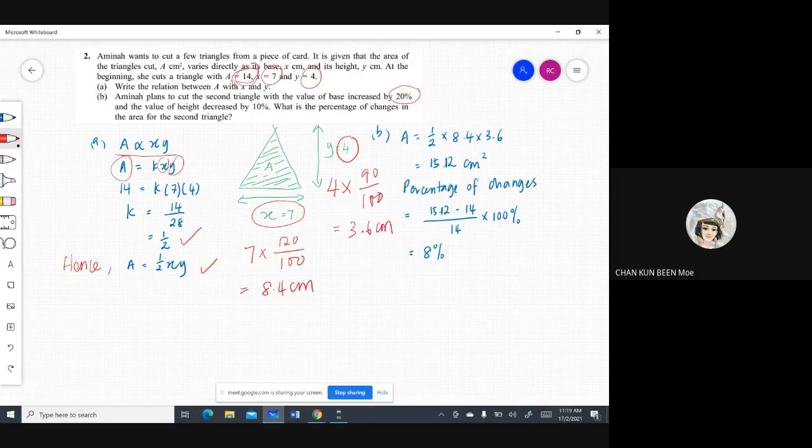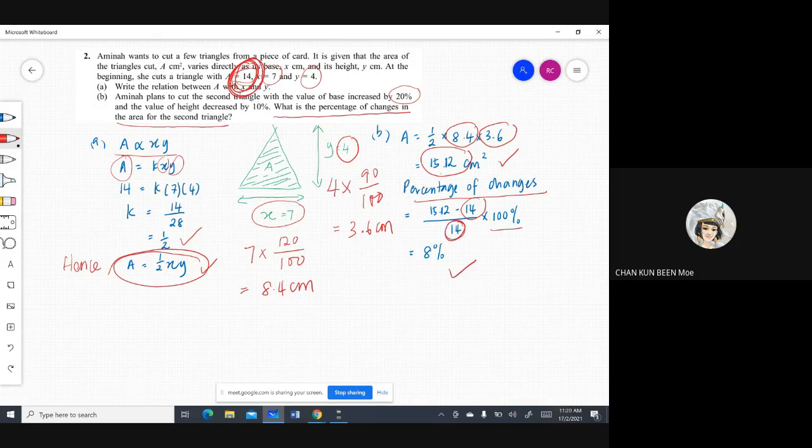So what is the percentage of change in the area of the second triangle? Before you find the percentage, you have to find the area first, following the formula given. A is equal to 1 over 2 times the base times the height, so you will get 15.12. To find the percentage of change, you deduct the original value, the 14 that is given earlier, over the original value, multiply by 100%, then you get 8%. So the area increased by 8%.